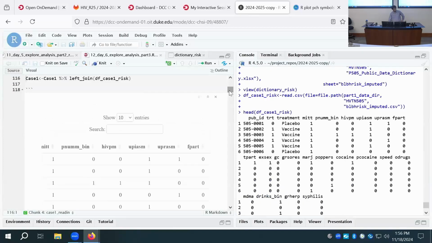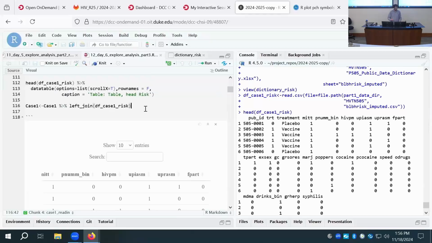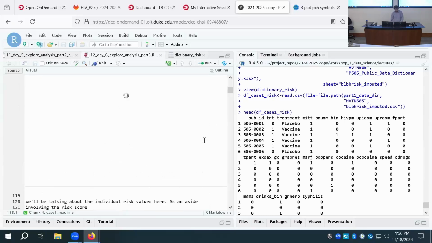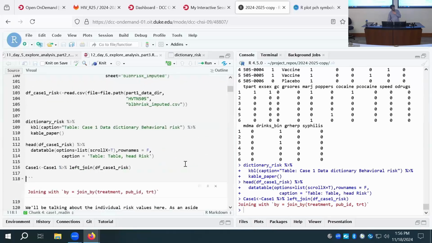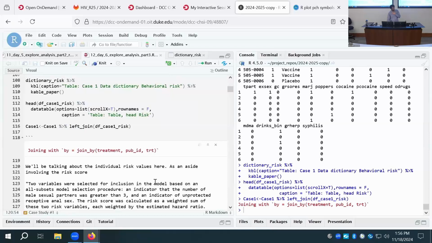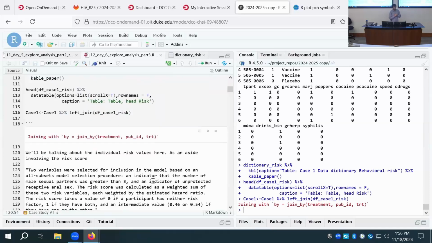And now we're going to join our main data set, this case 1, with this DF case 1 risk that we just read in. Okay. So we're going to do case 1. And it should just join by treatment, pub ID, and TRT, right? Which those should be uniquely identifiable. Okay. So these individual risk values, they do have a risk score here. I'm just going to read from this.